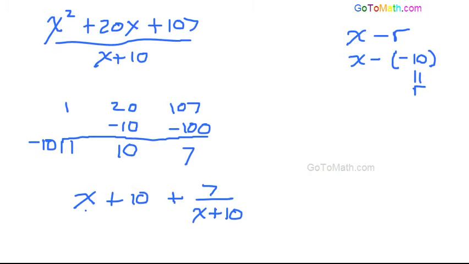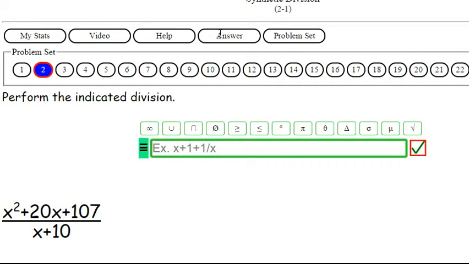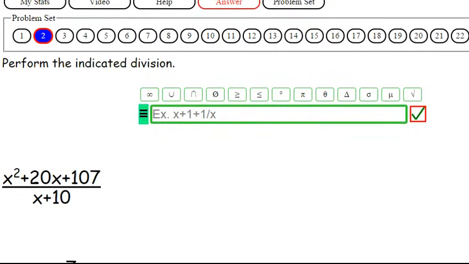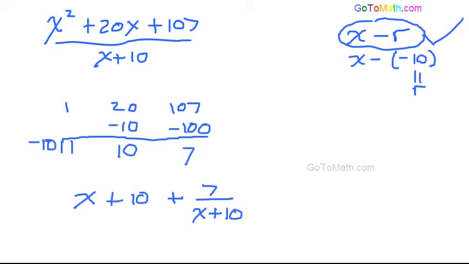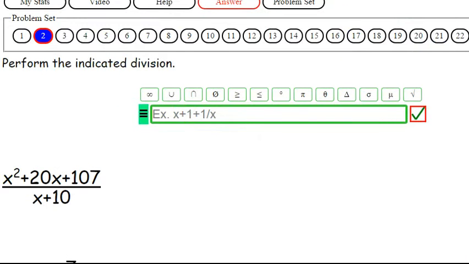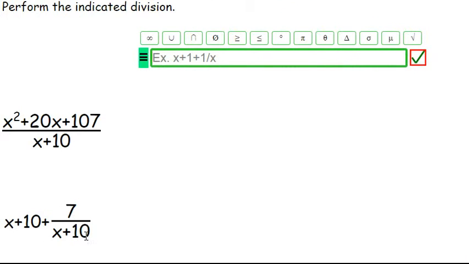Now remember, this is just an alternative to doing the long division that we were doing earlier. However, you have to remember that it must be in this form right here. Okay, so if we have a 3 here, right, it's not going to work. It has to be a 1 in front of this x. We have to be in that form right there. Alright, so let's take a look at the answer here. What do we have? x plus 10 plus 7 over x plus 10.